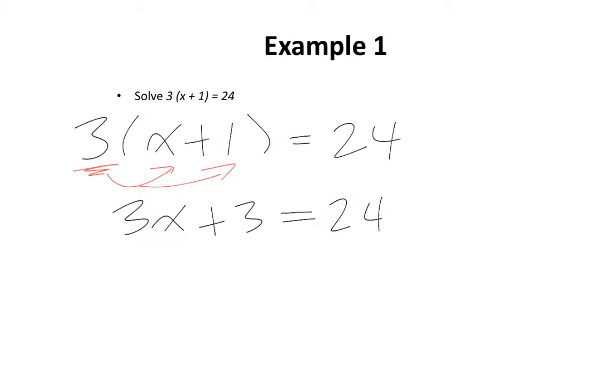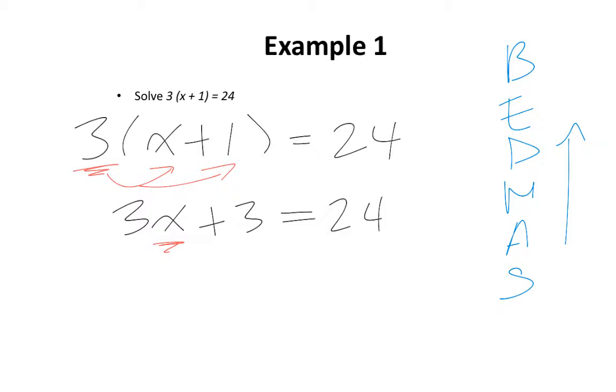We want to solve for x. In other words, we want to isolate x. However, x is not isolated. It is stuck with a multiply by 3 and a plus 3. At this point, we need to do the opposite of BEDMAS, which means we're going to deal with the addition and subtraction before the multiplication and division. To get rid of the plus 3, I'm going to subtract 3 from both sides of the equation.